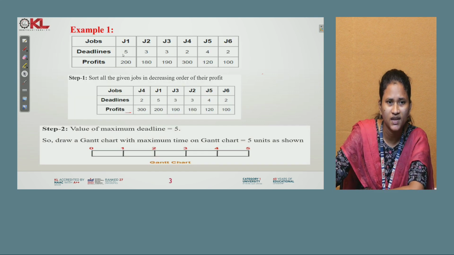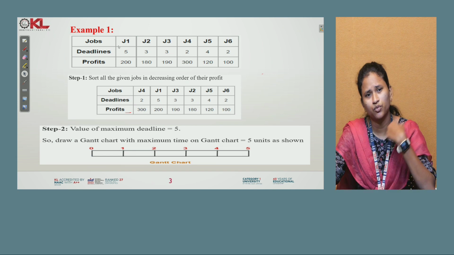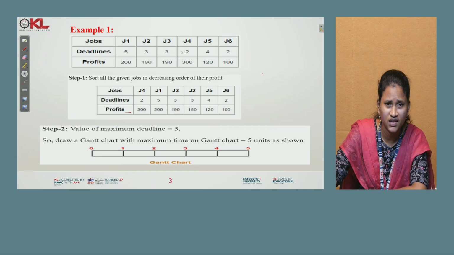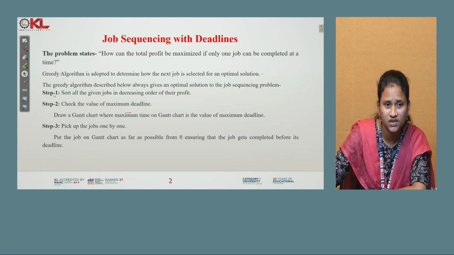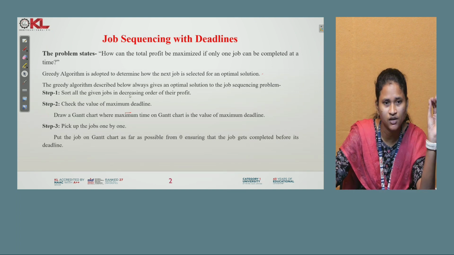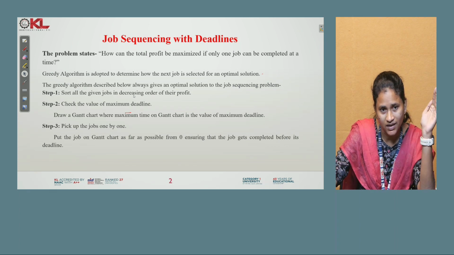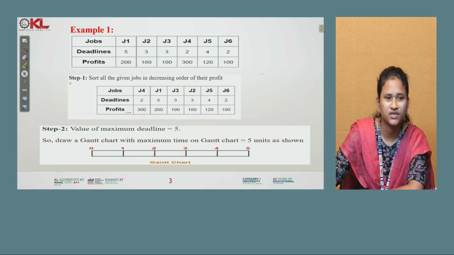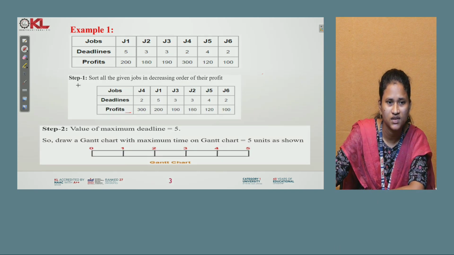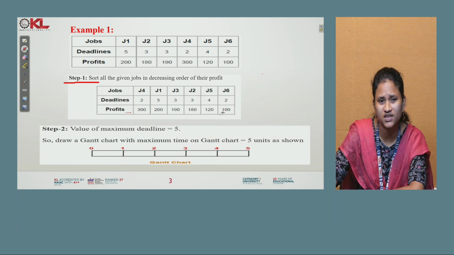This is the input data, as I said. In example 1, this is the input data: job 1, job 2, job 3. Here 6 jobs have been chosen. What is the first initial step we have taken? First, sort all the given jobs in decreasing order of profit. Decreasing order means you take the maximum value first. This is step 1, which we have already solved from the given data.